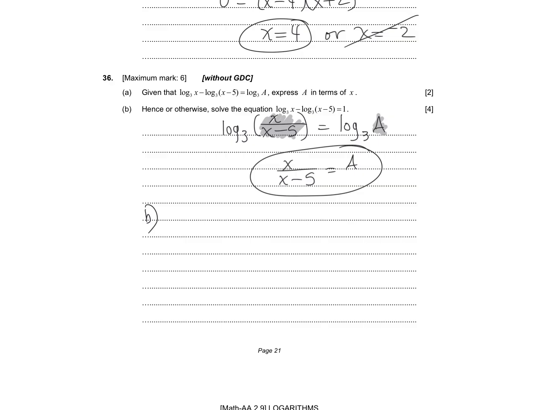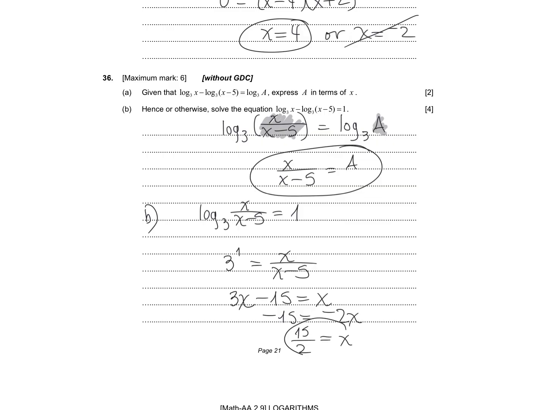So you have that this is 1. So log base 3 of x over x minus 5 equals 1. So if we write this exponentially, 3 to the 1 equals x over x minus 5. And cross multiplying, we're going to have 3x minus 15 equals x. And then when we subtract 3x, we get negative 2x. So x is going to be 15 over 2.